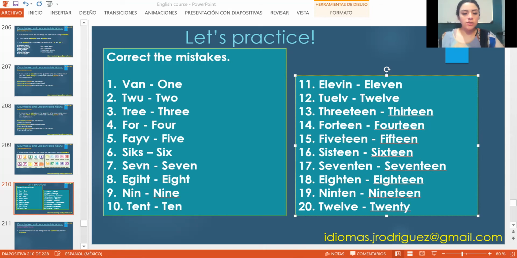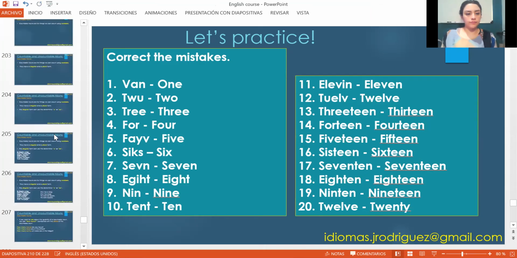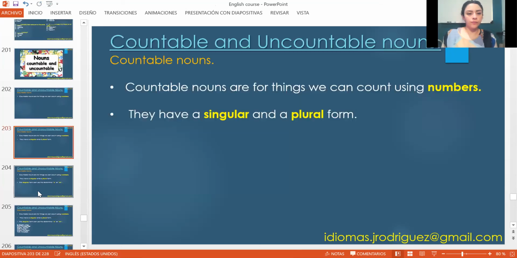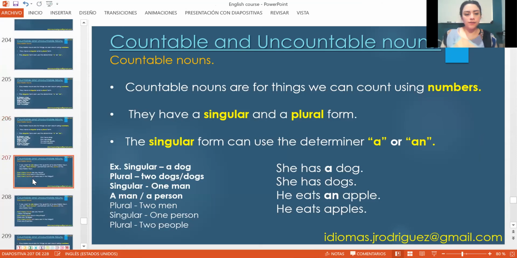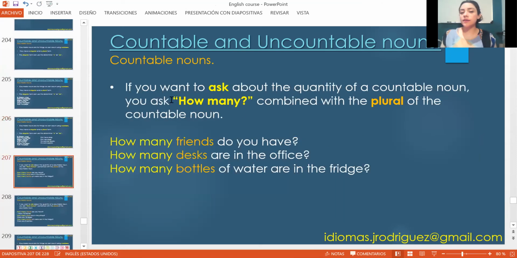Okay, now let's continue with the next part. Okay, so summarizing. Countable nouns are for things we can count using numbers. They have a singular and a plural form, and we can use a or an. Okay, next. To ask about a quantity of a countable noun, we're going to use how many with the plural of the countable noun. Okay.